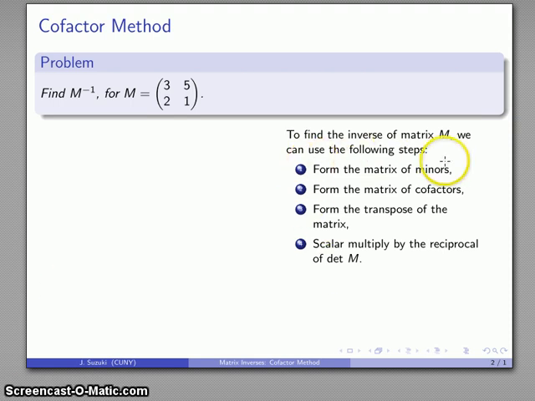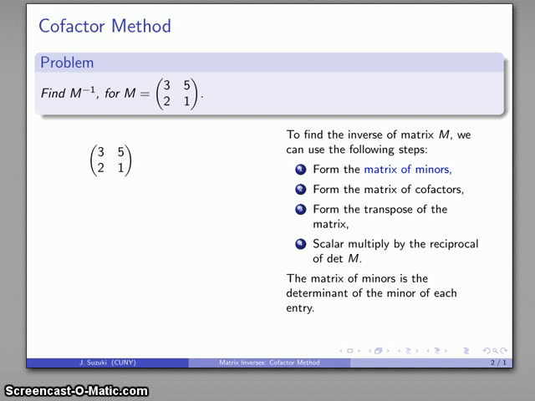So this matrix of minors, that's going to be the determinant of the minor of each entry. So how do I form that minor? Well, whatever the entry is, I'm going to wipe out the row and column, and what's left over is the minor, and this matrix of minors is going to be the determinant of what's left over. So we'll go ahead and find that.